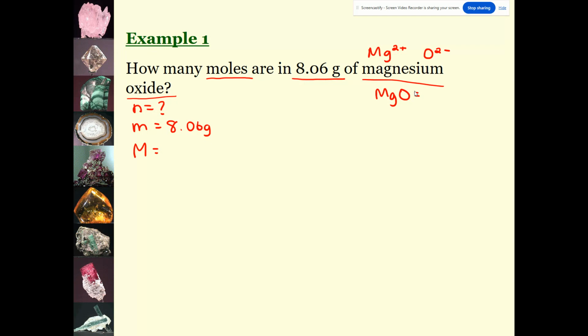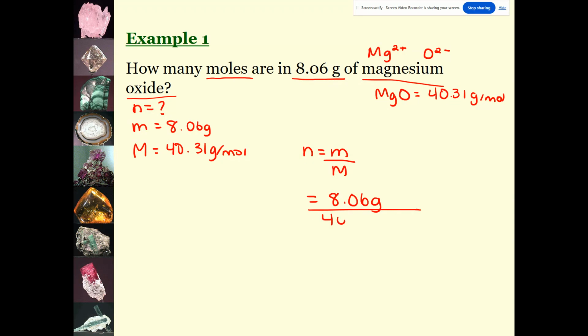But don't forget to always, first of all, write the formula for the compound. The molar mass of that would be 40.31 grams per mole. Okay, so I can write that down here. Now I'm going to put it into my formula. So my formula for moles was mass over molar mass. Okay, so my mass is 8.06 grams and my molar mass is 40.31 grams over mole.